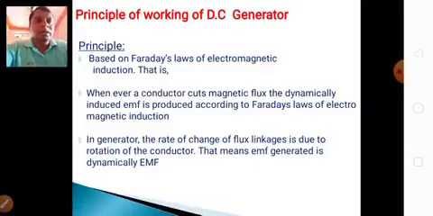In a generator, the rate of change of flux linkages is due to rotation of the conductor. That means the EMF generated is dynamic. That is Faraday's second law: the induced EMF is equal to the rate of change of flux linkages. This is in addition to Faraday's first law: whenever a current carrying conductor is placed in a magnetic field, an EMF is induced. In a DC generator, the rate of change of flux linkages is due to rotation of the conductor. That is Faraday's second law.